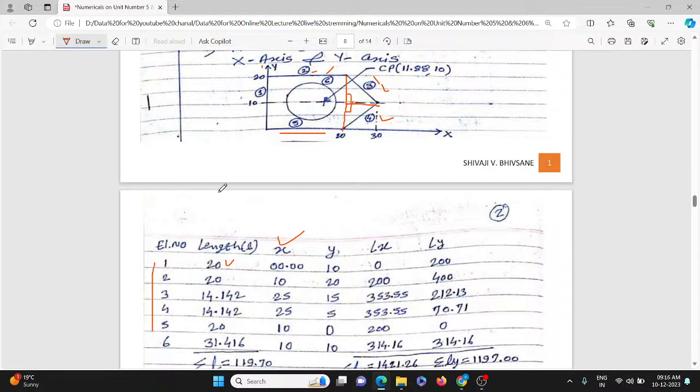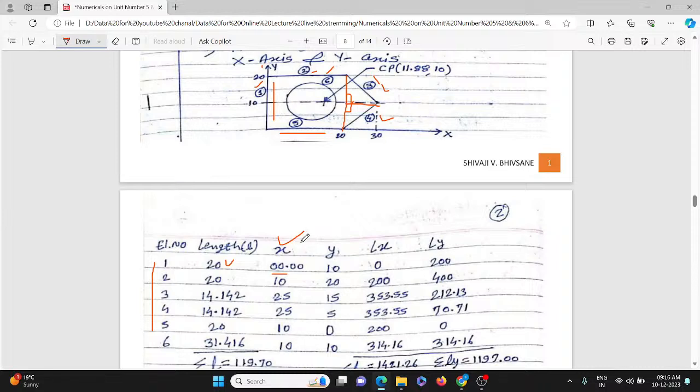So consider element number 1, this one. What is x as far as element number 1 is concerned? It is nothing but the distance from y. Basically you can see that element number 1 is lying on the y-axis. So what is the distance of this element from the y-axis? It is 0. Okay, are you getting this? Just comment, are you getting this?